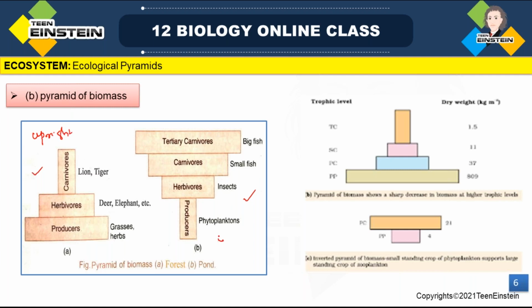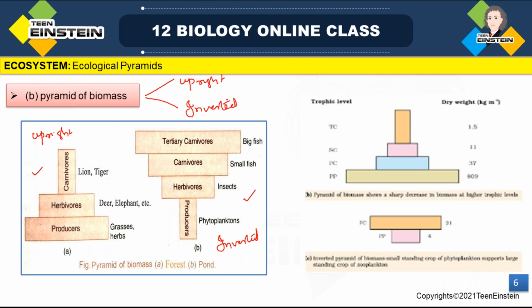Upright, and this is inverted. So for the pyramid of biomass, you can see two types: one is upright and the next is inverted. Okay, so here, biomass, that is the amount of living matter, right? What is biomass? The amount of living matter, and this is expressed as weight.